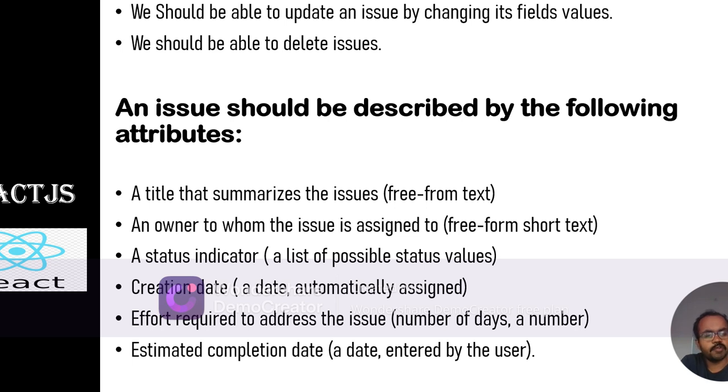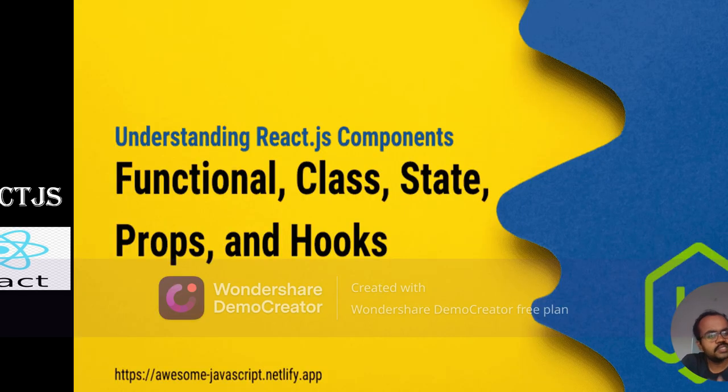Estimation completion date. When will you complete those tasks? Either today, tomorrow, or when you go to the site, you will enter a completion date. The user who got the task will enter it, saying when they will complete it on this particular day, and that can be the estimate. These are the issue tracker.